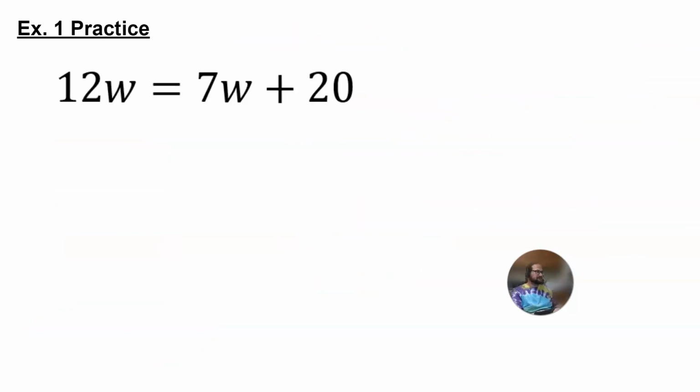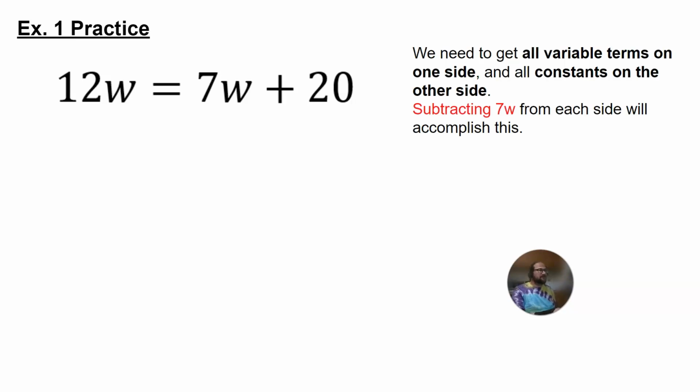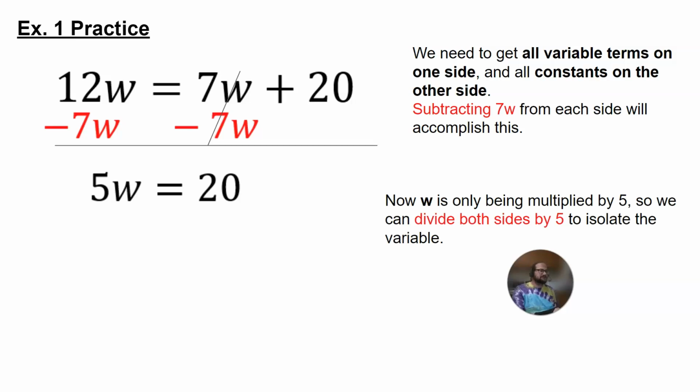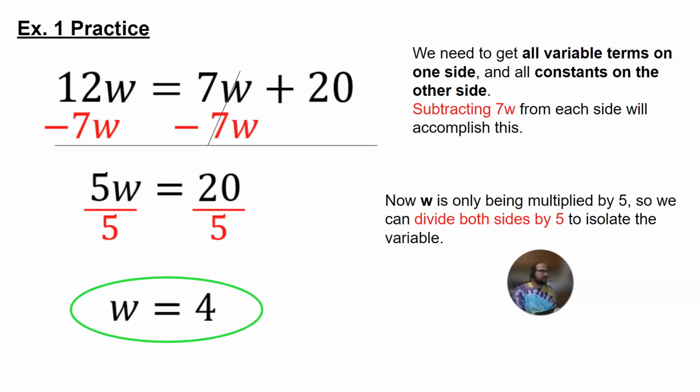All right, so for practice, this is a very similar equation. We're going to get all the variables onto one side. So if we subtract 7w from both sides, that'll get the variables off of the right side and collected all on the left. And now we have all of our variables on the left, all of our constant numbers on the right. Since we only have one variable showing on the left, we can just divide both sides by the coefficient. Divide both sides by 5, and we get w equals 4.